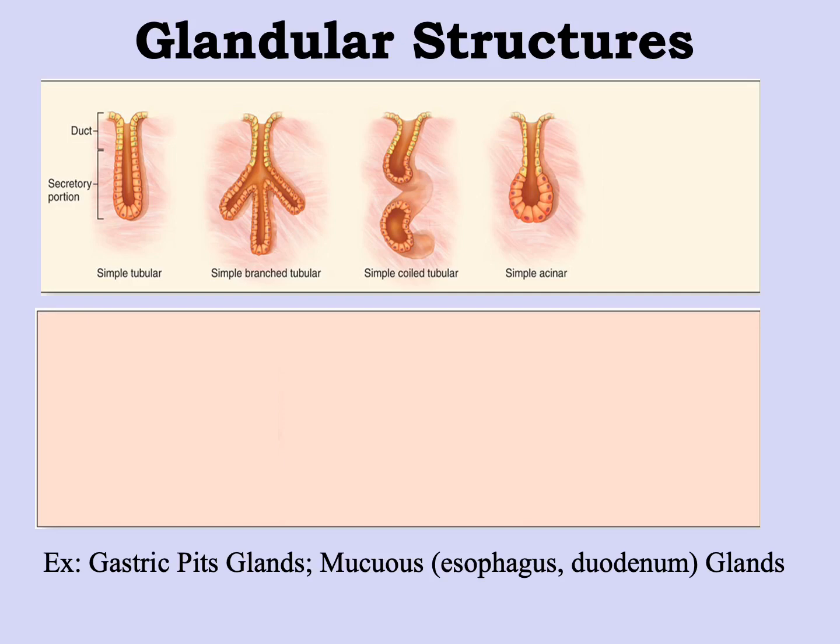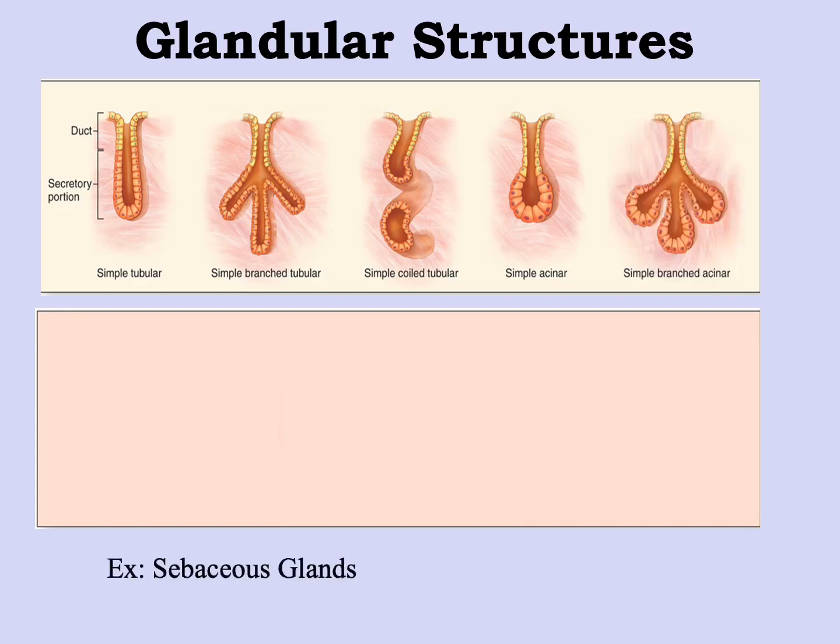You can think of this structure kind of like a cul-de-sac, in which the duct heads down and all of a sudden it comes into this loop at the bottom of the duct, where there's a longer duct and a shorter secretory region than what we see with the tubulars. In the acinars, we'll see this simple in gastric pits, as well as the mucus glands of the gastrointestinal system, what we usually will see within the esophagus and within the duodenum.